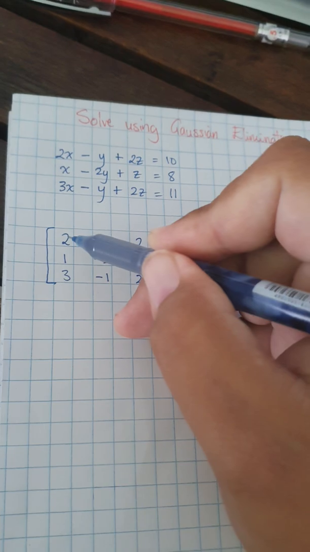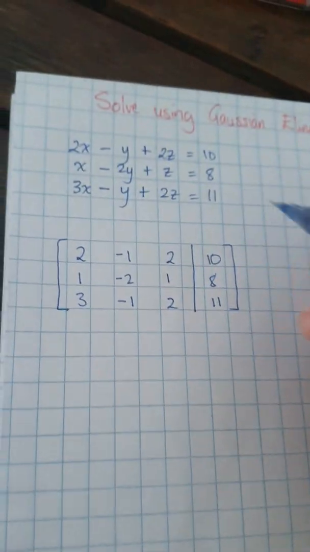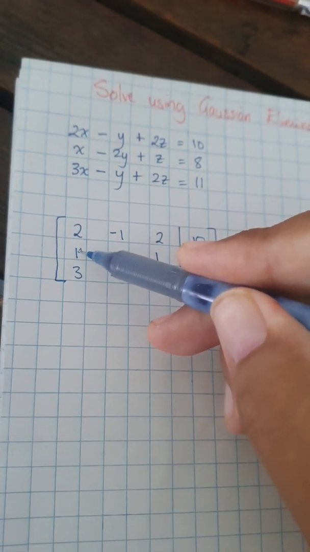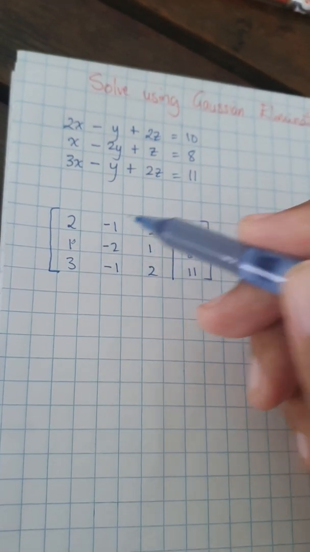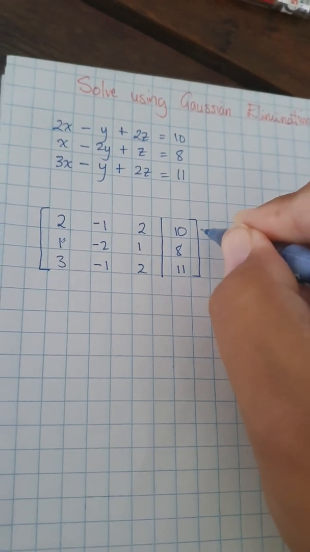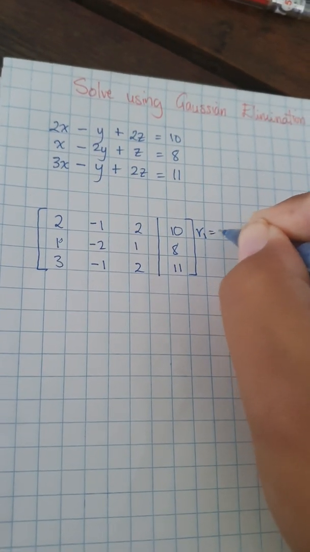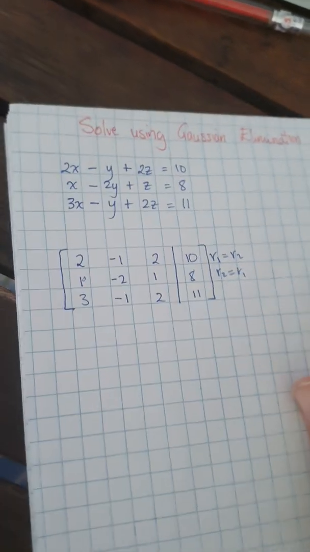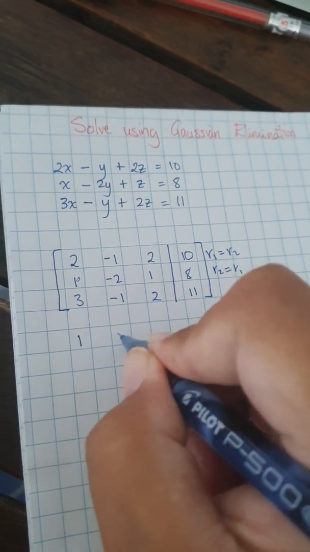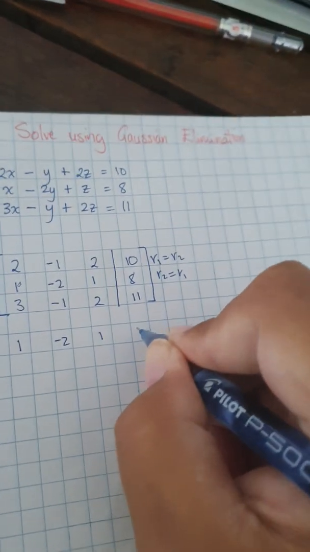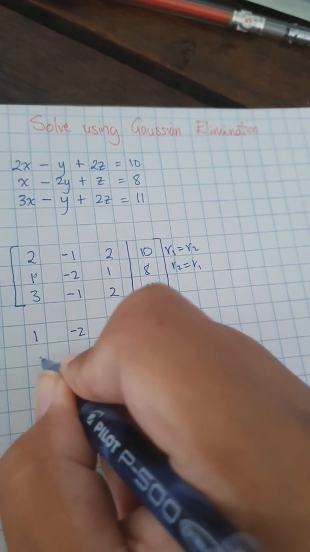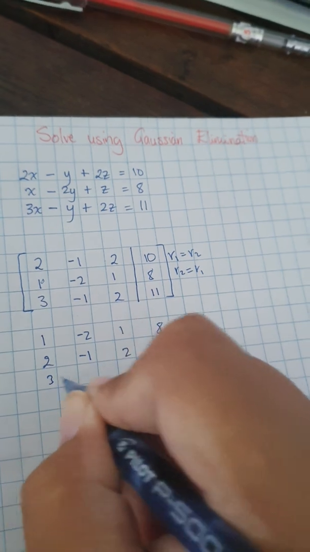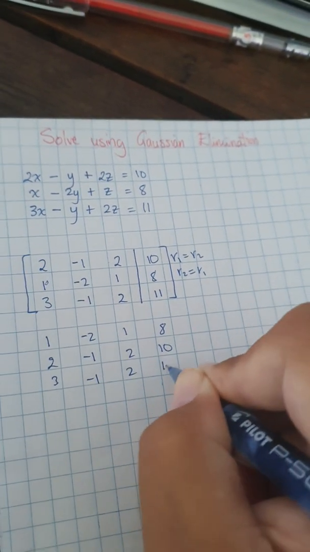We need a leading 1 here. But we can see there's already a 1 here, so we can just switch the two rows. R1 equals R2 and R2 equals R1. Switch the rows. Okay, so 1, negative 2, 1, 8; 2, negative 1, 2, 10; and 3, negative 1, 2, 11.